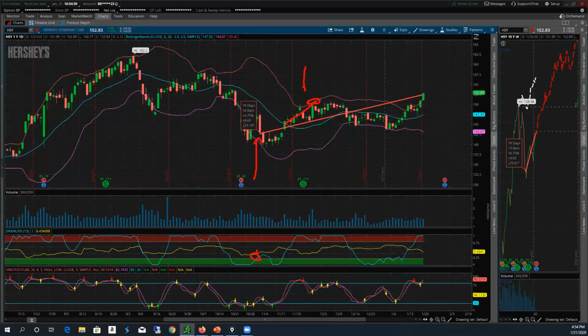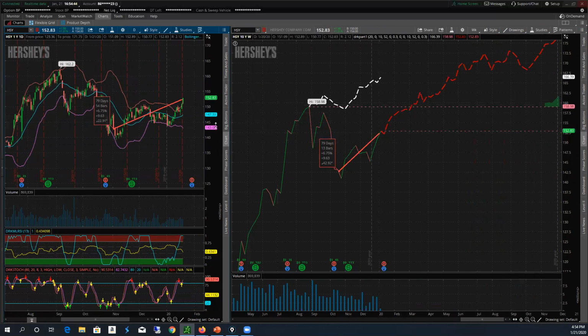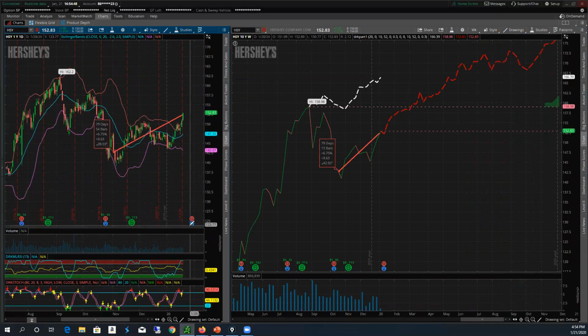But again, are they always going to work every day? Absolutely not. But what I'm telling you, folks, is knowing this is where the real value is. Because if you wanted to short Hershey's right now, I would say absolutely not. The odds are not in your favor. You're welcome.